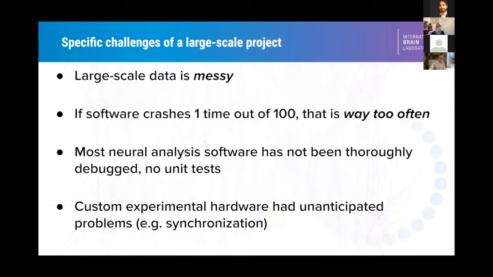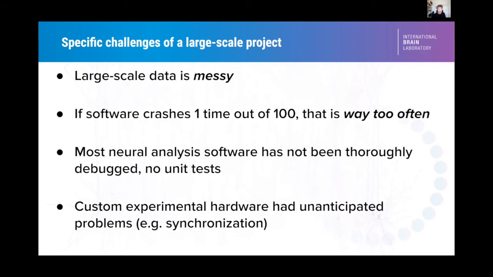So this is a large scale project, and all of us came from individual labs and we've never worked on something this big before. And so the specific challenges of a project like this are very different to what you face in an individual lab. So particularly the data is messy. There's always something in one lab that's a bit different to something in another lab. And if you have software that works 99% of the time, that's not good enough.